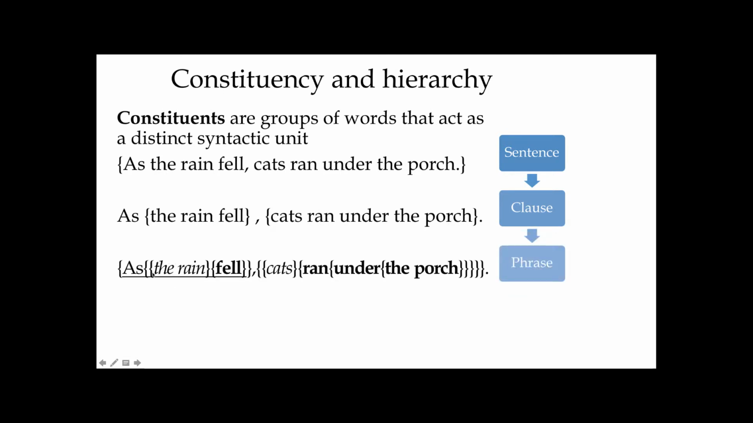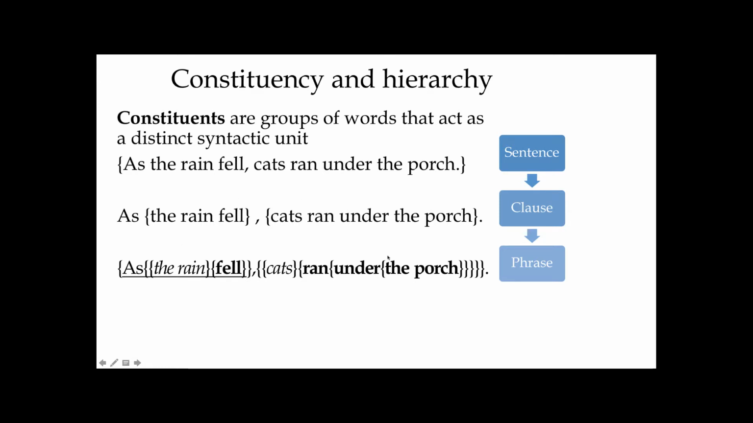Within clauses, we can have phrases. So in "As the rain fell," "the rain" would be a noun phrase. "Fell" would be a verb phrase that consists of just a verb. "The rain fell" could be the independent clause. "As the rain fell" would be a dependent clause. "Cats ran under the porch": "the porch" is a noun phrase. "Under the porch" is a prepositional phrase. "Ran under the porch" is a verb phrase. "Cats ran under the porch," this whole thing would be an independent clause within the sentence. And then that whole thing gets embedded within the larger sentence.